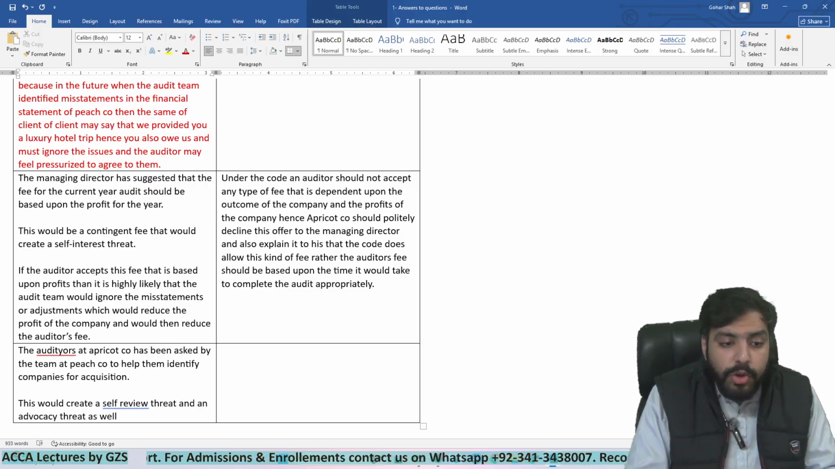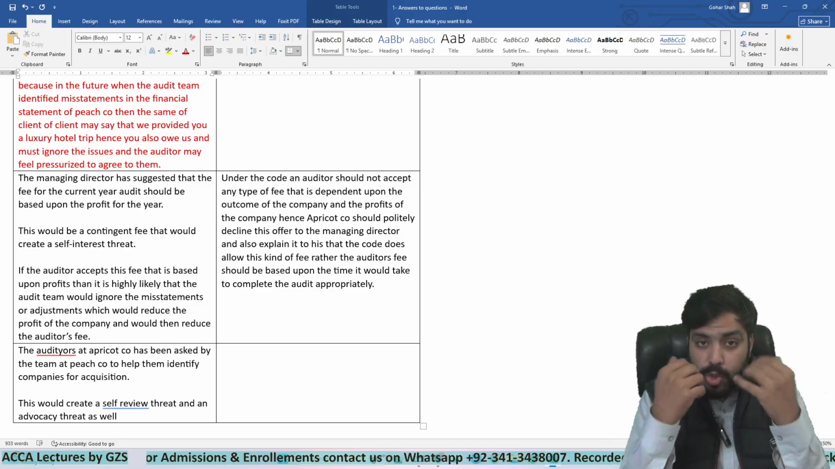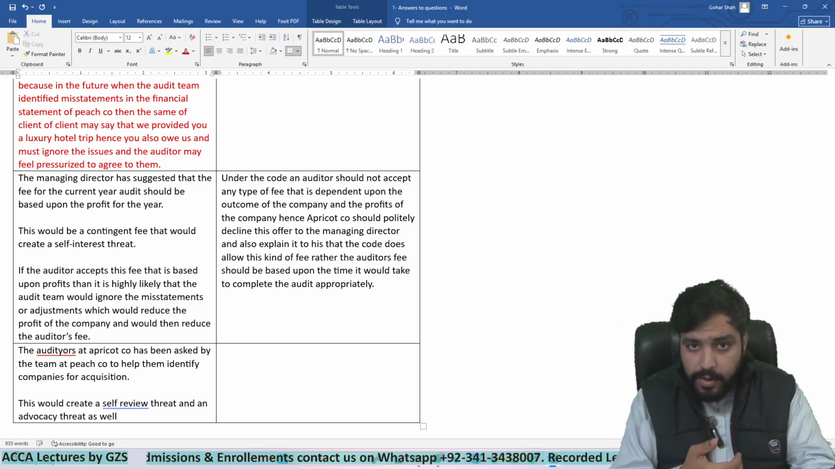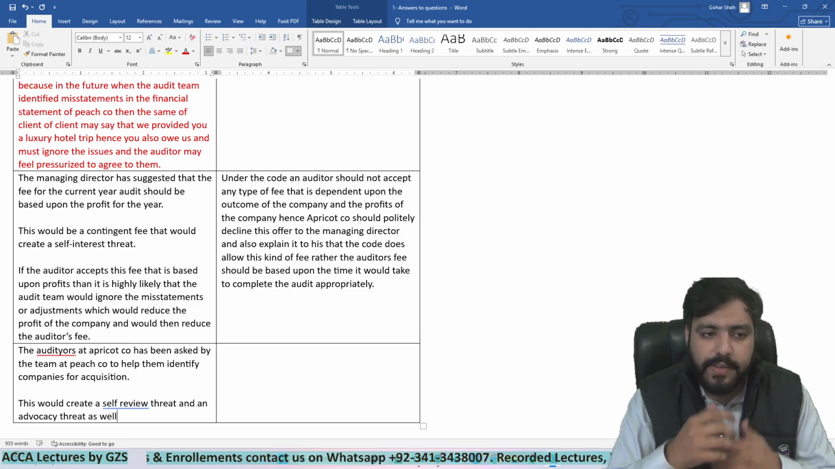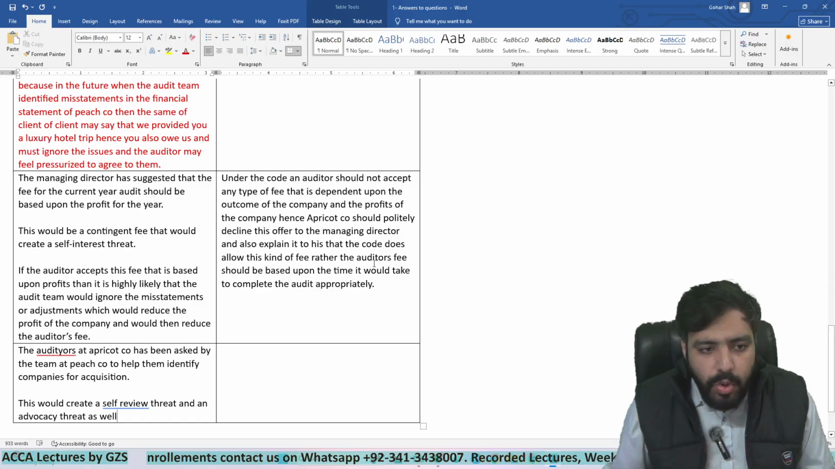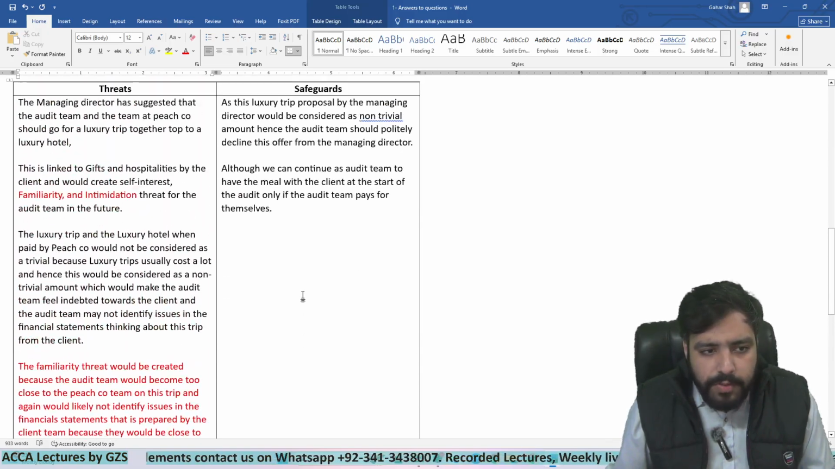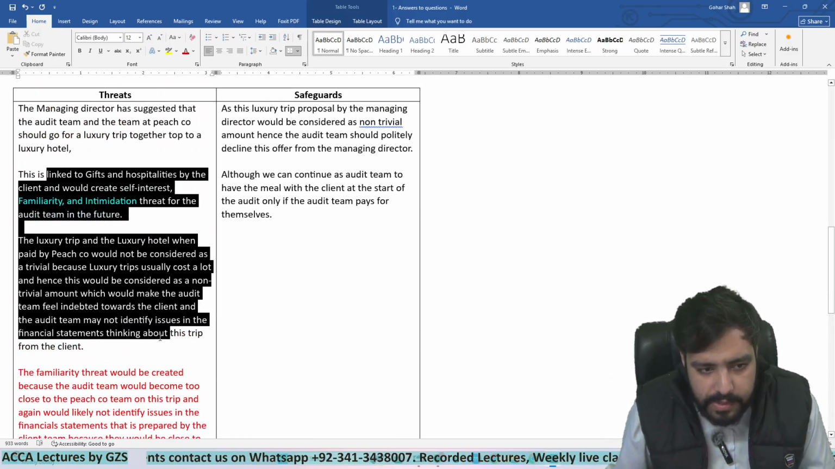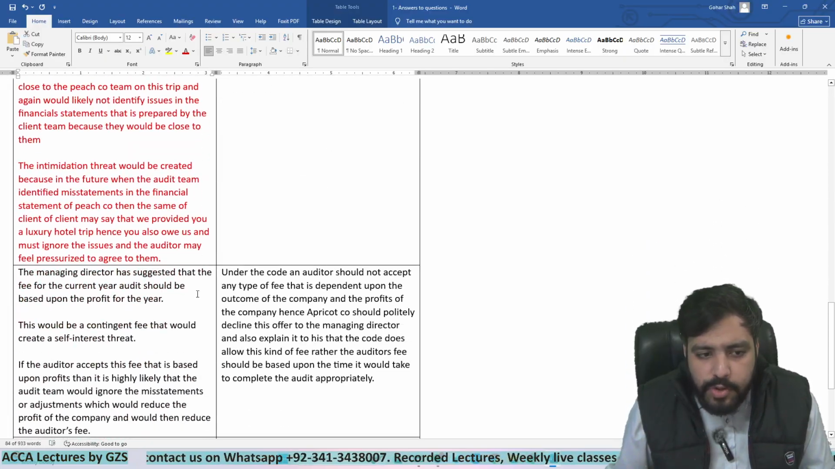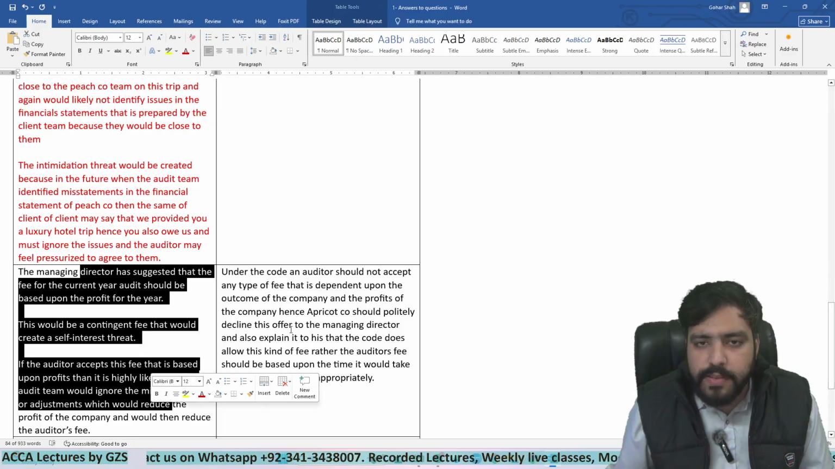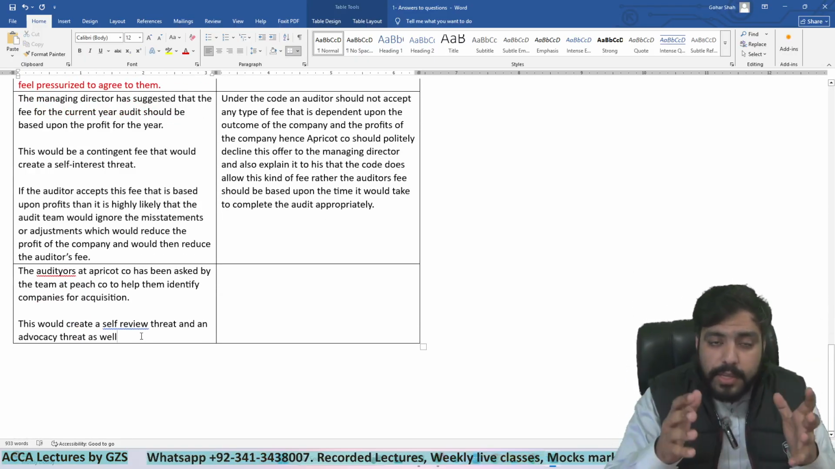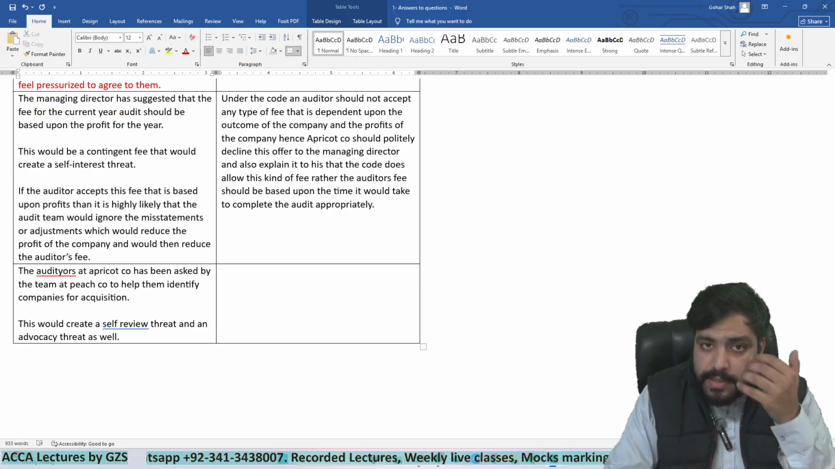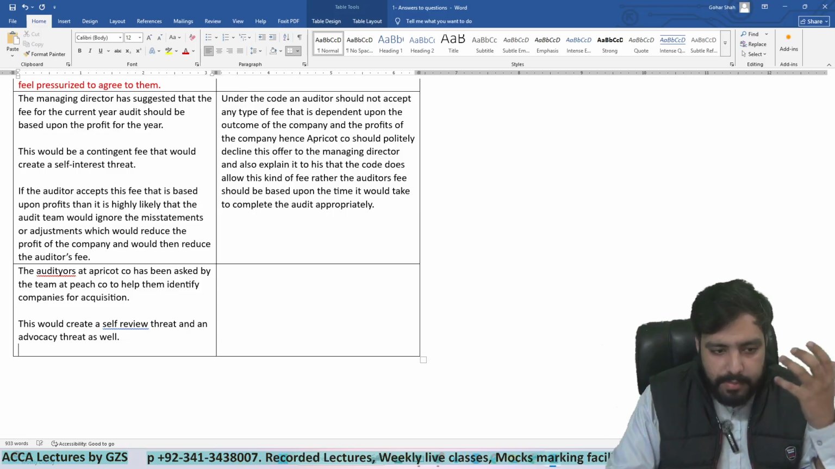Now let me show you, if you want to explain two things, the self-review and advocacy threat, in a short amount of time, how would you do it as a student? Let's say you decide, no sir, you told us to write only one of the examples down in the first case. In the second case, you actually wrote just one example down. Now also teach us the case where you can explain both of the things in the same paragraph at the same time. Let me do it for you.